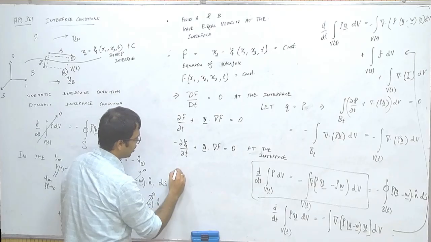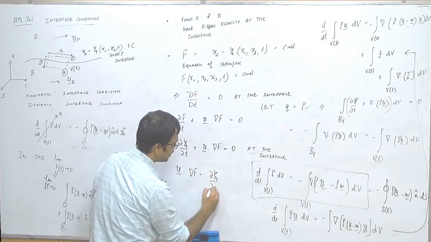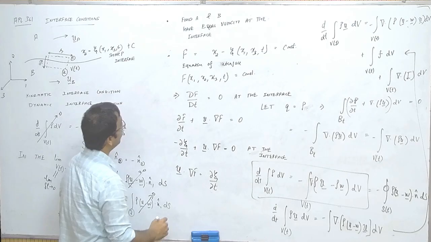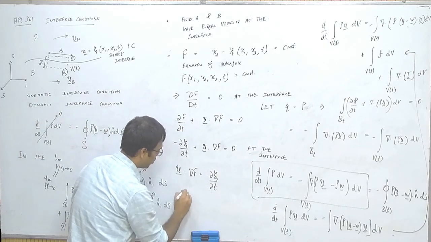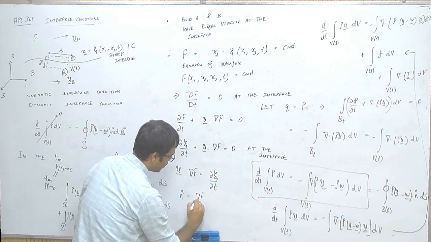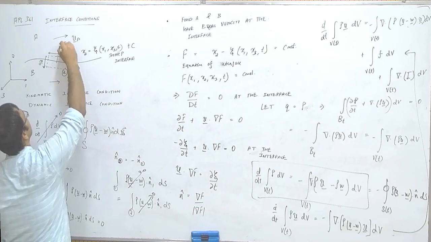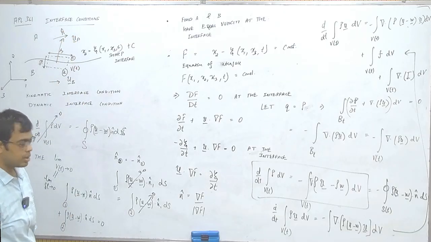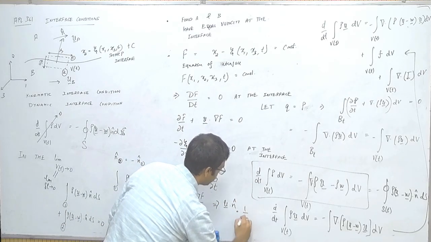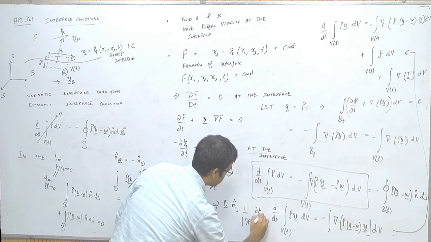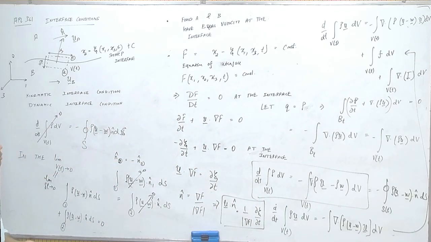So basically, the velocity of the fluid dotted with this gradient f is equal to this del c by del t. Those of you who remember how to define the normal of an arbitrary surface know that the normal of this surface will be simply gradient of f by mod of gradient f. That is my unit normal. So this means u dot n equals 1 by mod grad f del c by del t. And this is all that we can say about the kinematic interface condition.